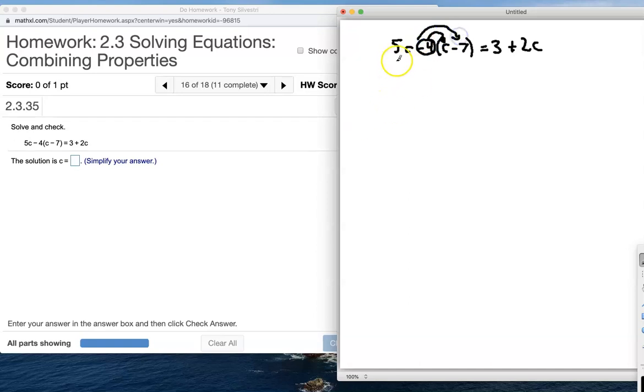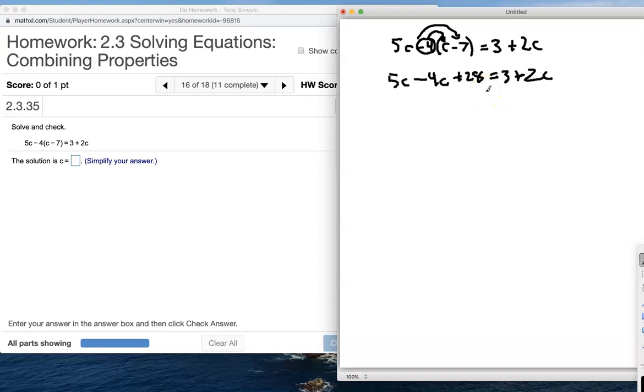Like so. This 5c I'm just going to write down. It's not involved in that operation. So negative 4 times c, negative 4c. Negative 4 times negative, it's always not 7, it's with the sign, negative 7. So negative 4 times negative 7 is 28. And I'm going to copy the rest down. Do one operation, copy the rest of the stuff that wasn't involved in the operation. Well, these are like terms because they're on the same side. So I could say 5 of those c's minus 4 of those c's are 1 of those c's. Copy the rest down.